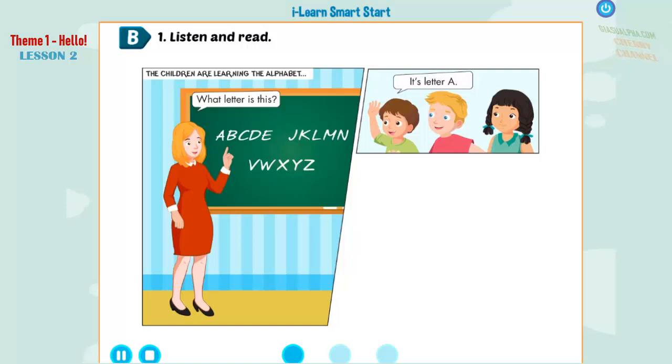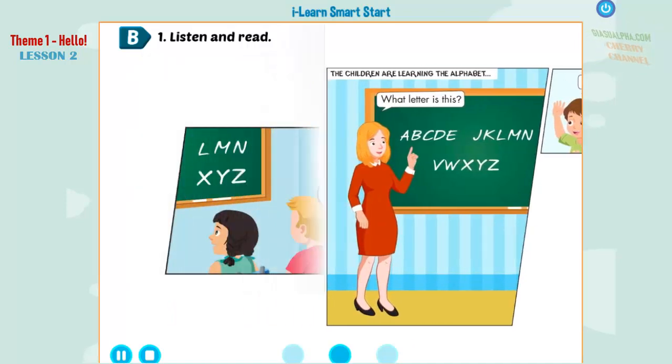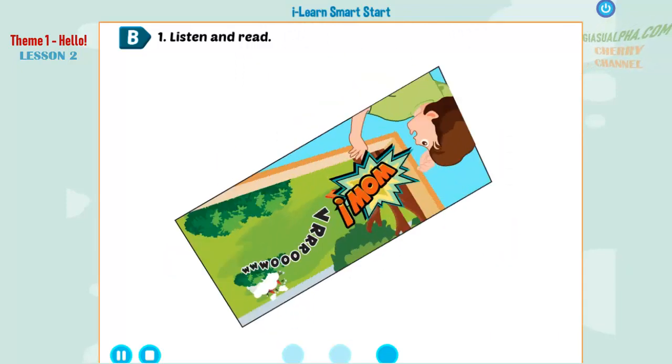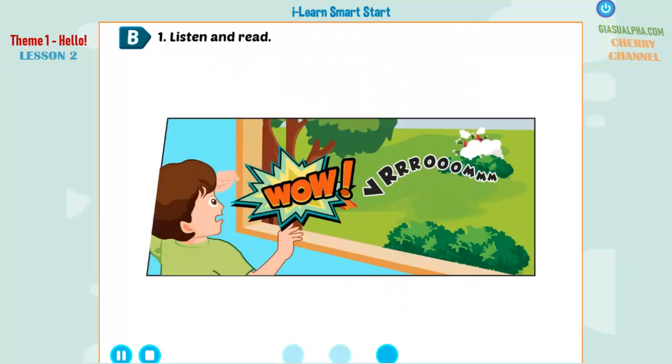What letter is this? Yes, Tom. It's letter A. Yes, that's right. And what letter is this? It's letter L. Yes, letter L. What letter is this? I know, it's letter X. X, X! Yes, that's right. Wow! What's that?